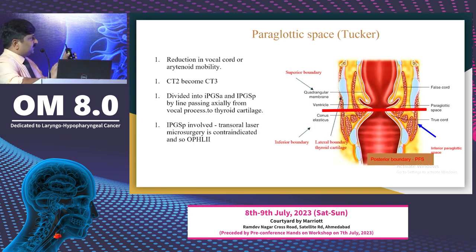So now we understand the pre-epiglottic space and paraglottic space are like crossroads. चौराहा जैसा है, यहाँ से disease कहीं भी जा सकती है. So that is why there is upstaging and that is why these spaces are very important.